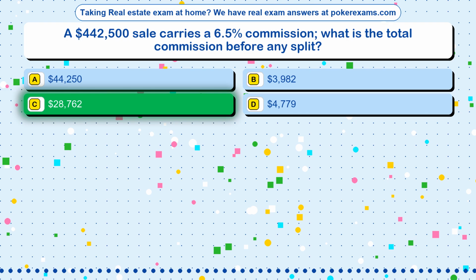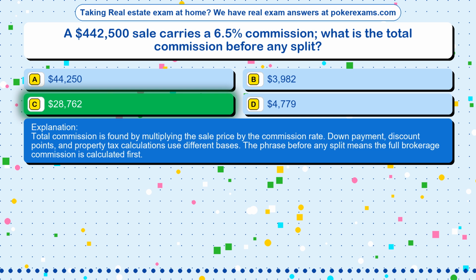The correct answer is option C, $28,762. Total commission is found by multiplying the sale price by the commission rate. Down payment, discount points, and property tax calculations use different bases. The phrase before any split means the full brokerage commission is calculated first.